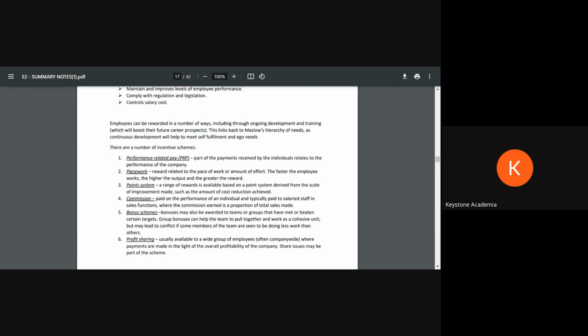Next is bonus schemes. These are like achievement bonuses that you can find in games. This is awarded for meeting or exceeding specific targets, again, like sales targets and stuff. They can be individual or team-based as well.